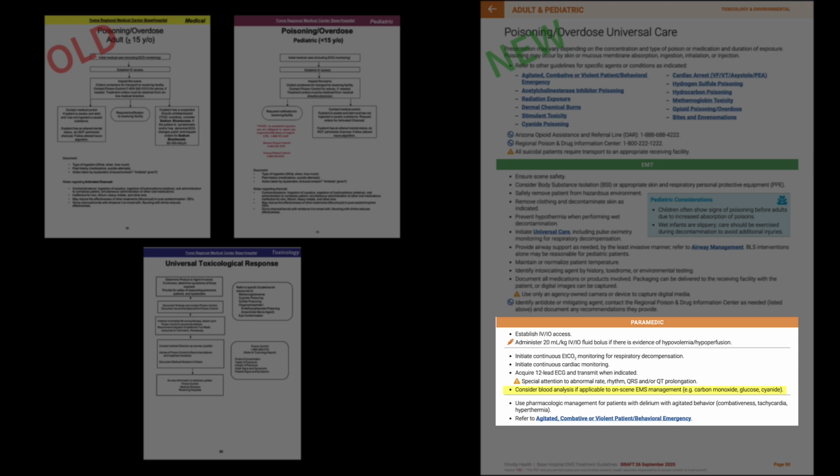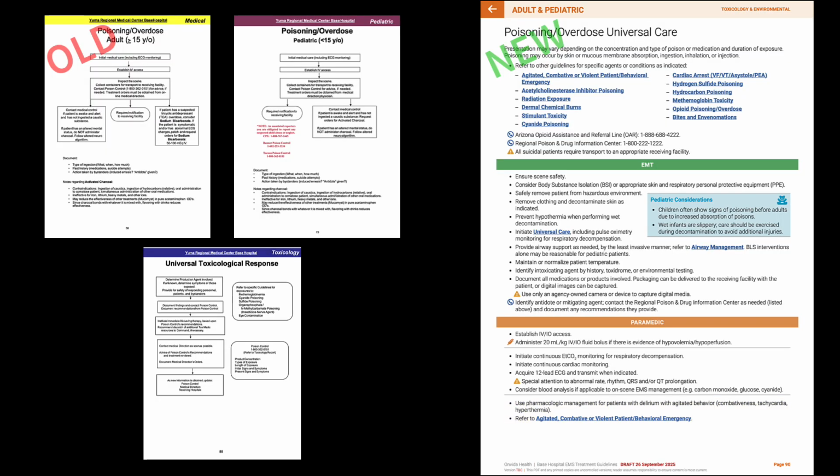Point of care testing is now mentioned if applicable. For example, carbon monoxide or cyanide testing. This acknowledges that some agencies now carry portable blood analysis tools. If the patient is agitated, delirious, hyperthermic, or tachycardic, pharmacological sedation is definitely appropriate. The Onvida guideline refers you to the agitated, violent patient behavioral emergency page for dosing guidance. Again, that's a helpful cross-reference that wasn't in the YRMC version.